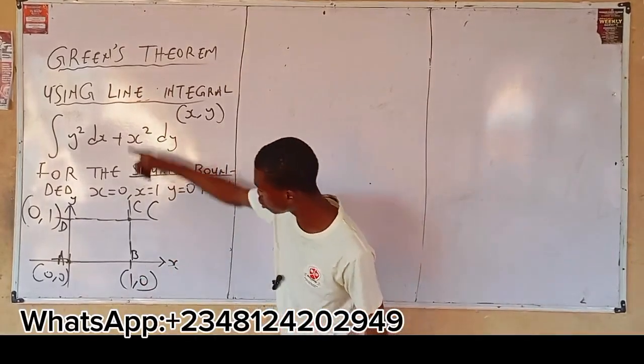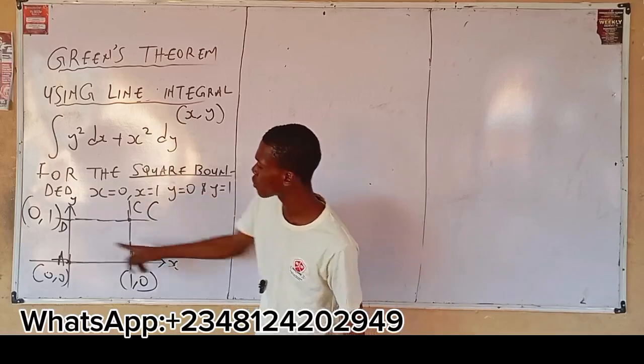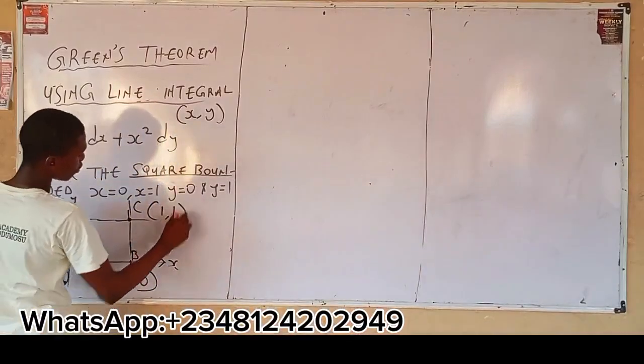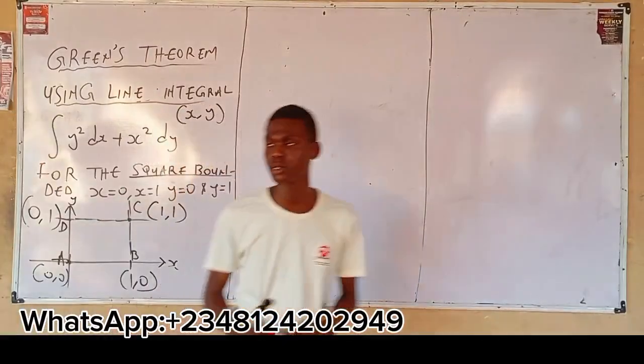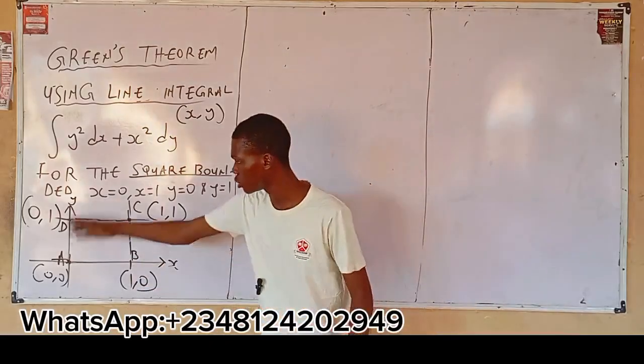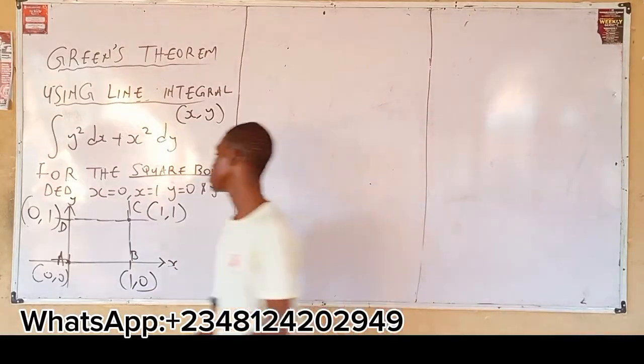This is x, trace it up. This is 1. Trace your x up here, you have 1. Trace your y here, you have 1. So this is 1, 1. What we just did is that given any question on Green's theorem, represent that question using what? Using your graph. Represent that question graphically.